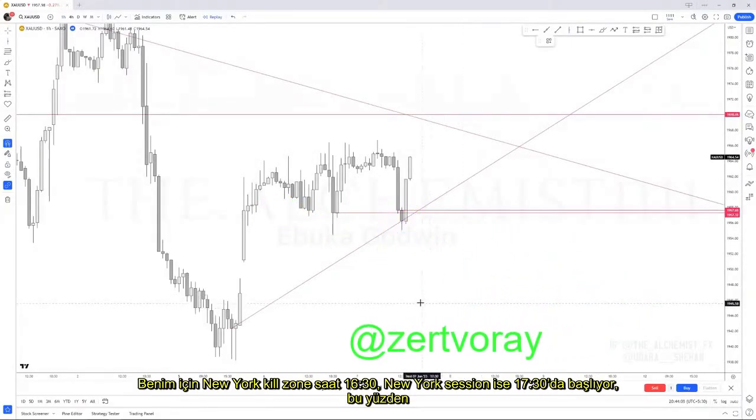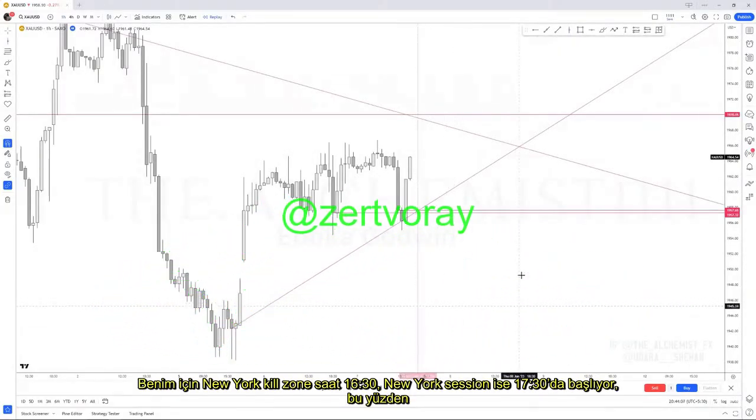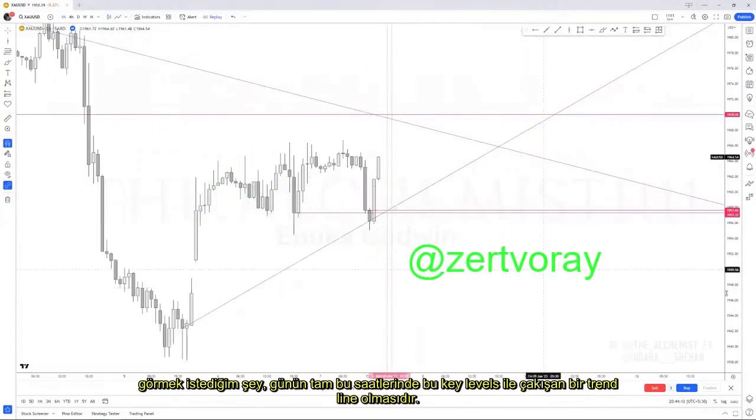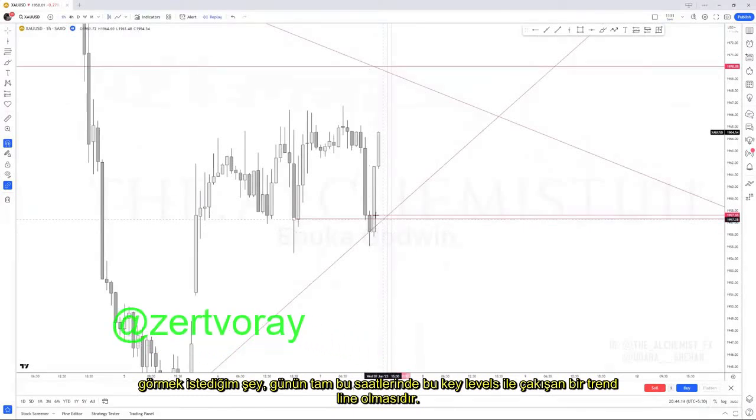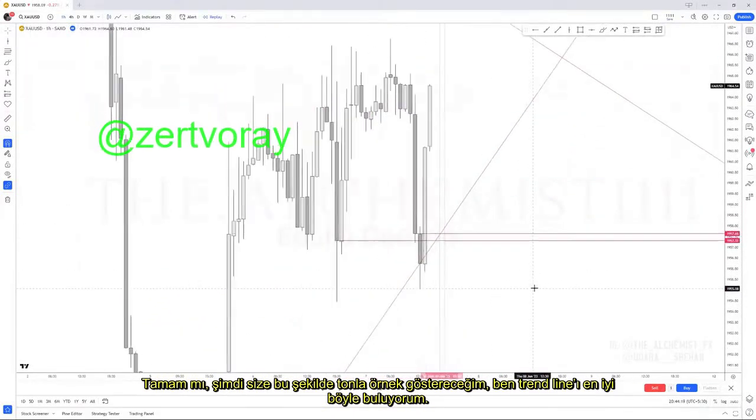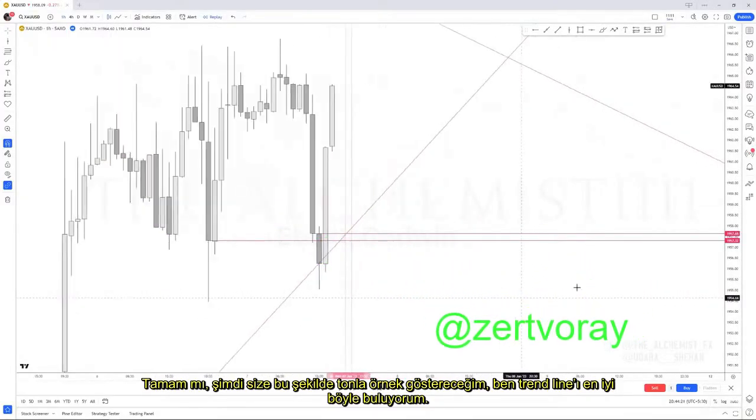For me, the New York kill zone is at 4:30 p.m. and the New York session is at 5:30 p.m. So what I want to do is see a trend line overlapping with these key levels at this time of the day. I'll show you a lot of examples this way. This is how I find the best trend lines.